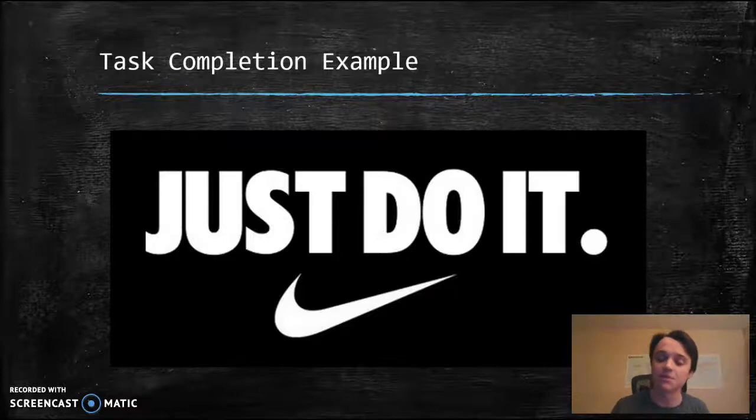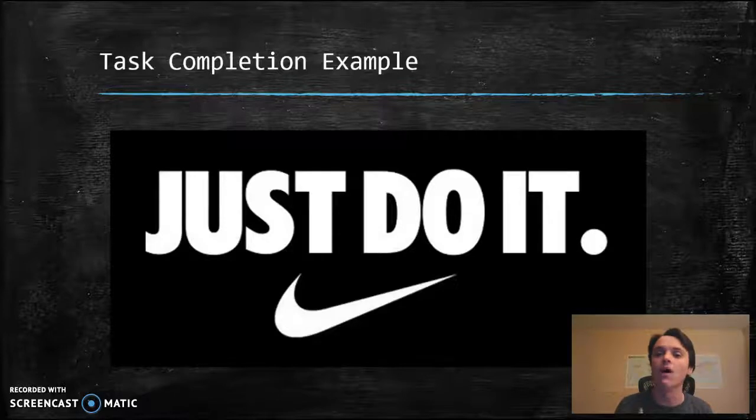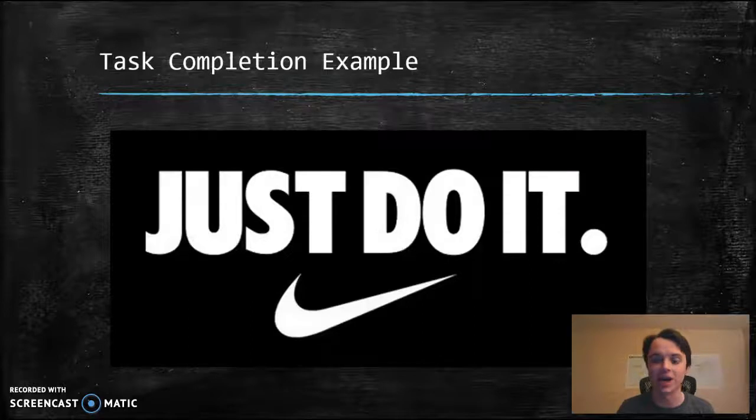For task completion, they're the ones who always ask when it's due. They want to know exactly how much it's worth, how much it's going to affect their grade. And I mean, obviously everybody wants to know that, but these are the ones for whom that is what matters to them.